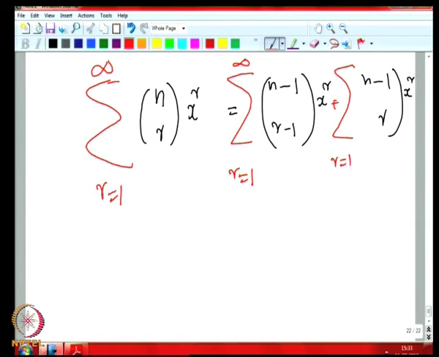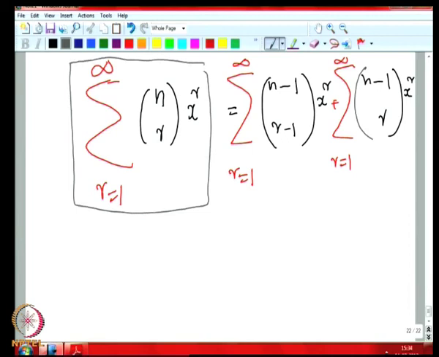Okay. Now, what we do is, this one, if we had sum from r equal to 0 to infinity, we would just get f n of x, but then we just missed the first term. So, we can write this as f n of x minus the first term, which is n choose 0, x raised to 0, that is n choose 0, right.